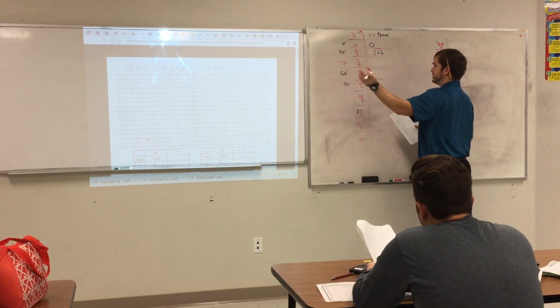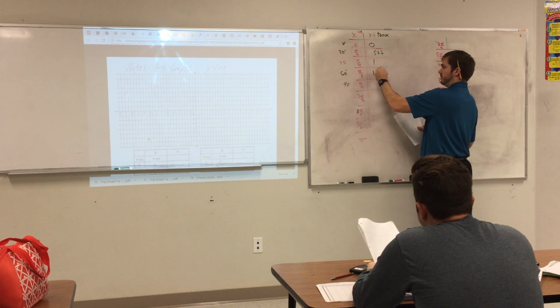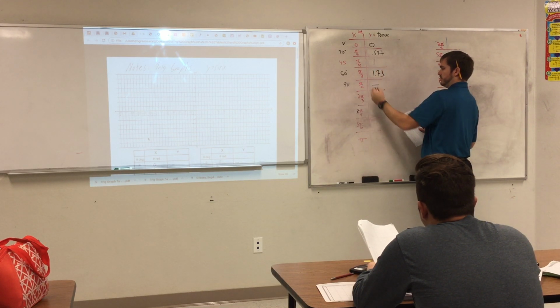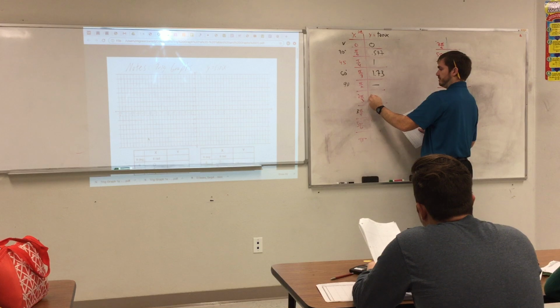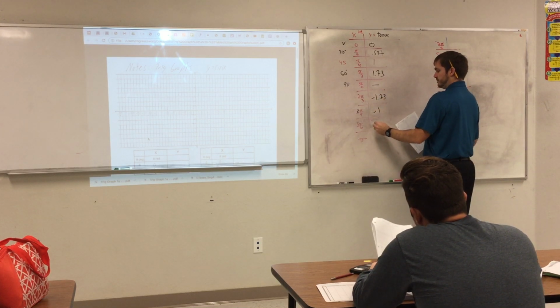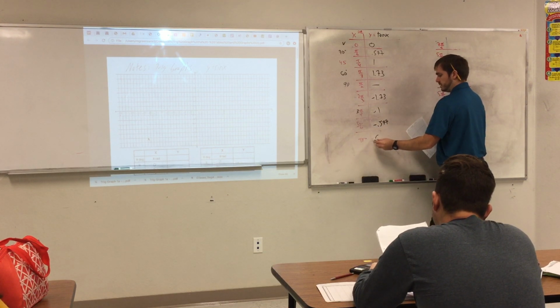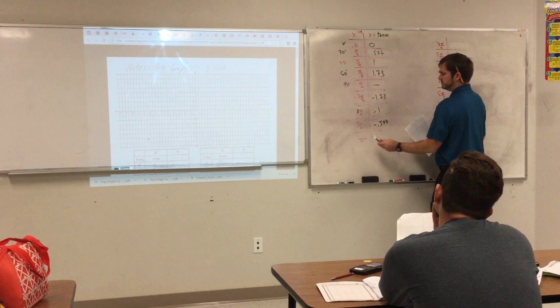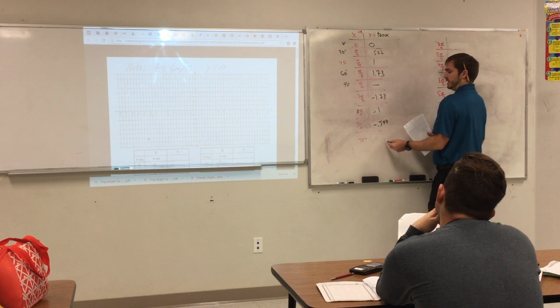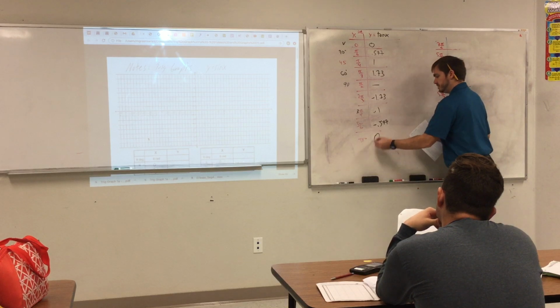0.577. 0.577, keep going. 1. Dash. Negative 1.73. Negative 1. Negative 1. Back to 1. Not back to 0? At pi? 0. I looked down.